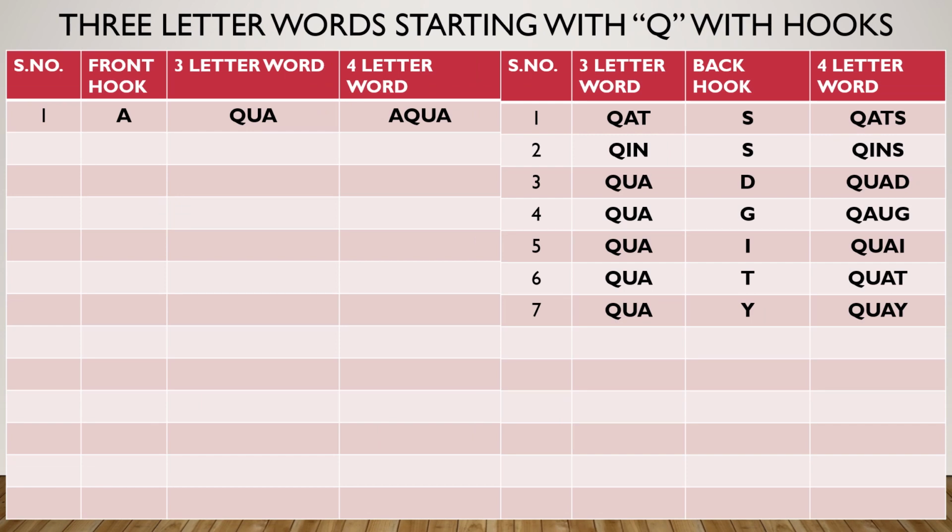This slide contains all the hooks for the three-letter words starting with Q. The first portion of the slide is the front hooks. The word QUA accepts A as a front hook, making the four-letter word AQUA. On the other part of the slide, there are back hooks.